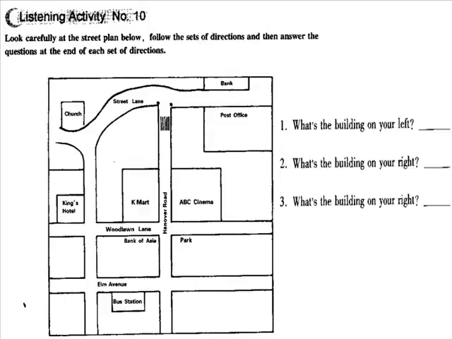3. You've just come out of the bus station. Turn left, walk straight on, take the first turning on the right. Go along the street lane, take the second turning on the left. What is the building on your right?